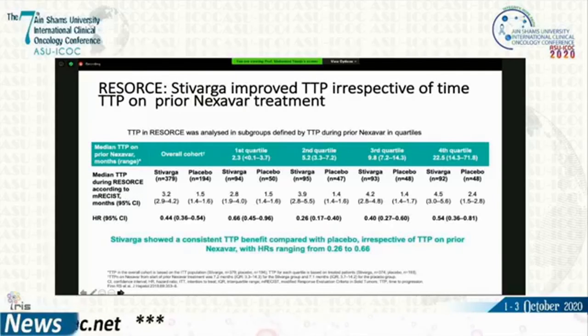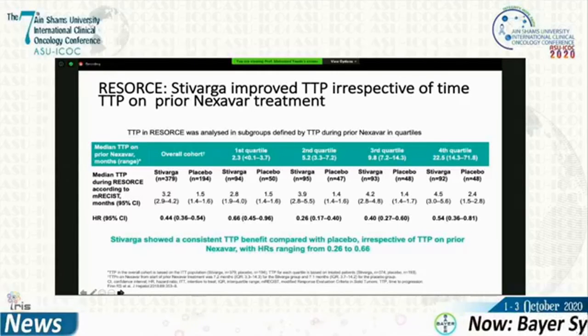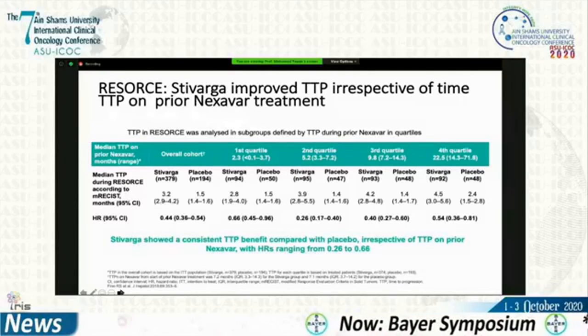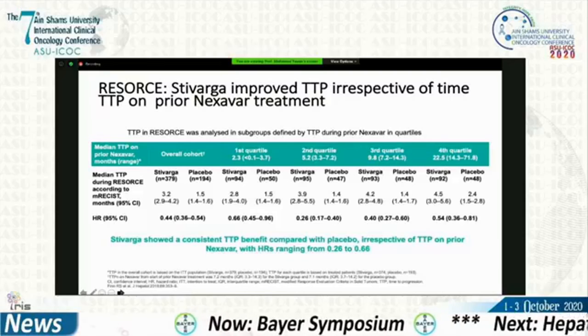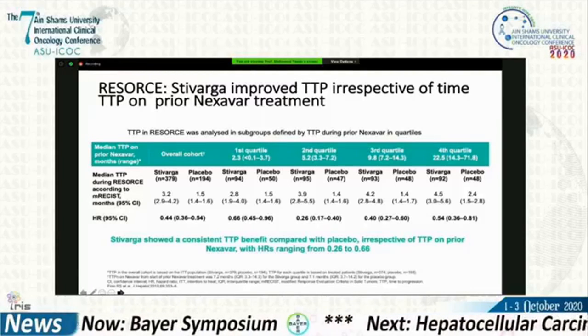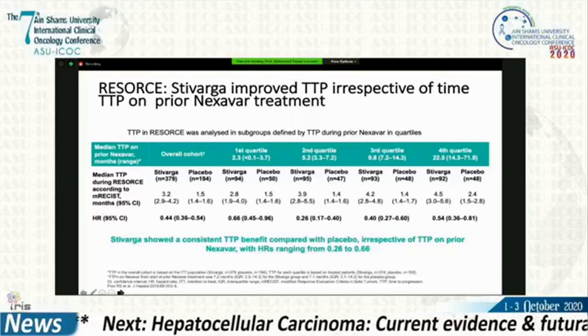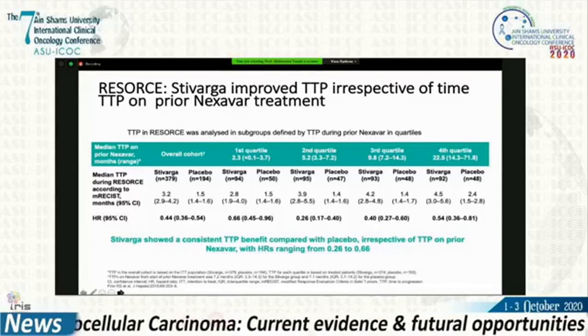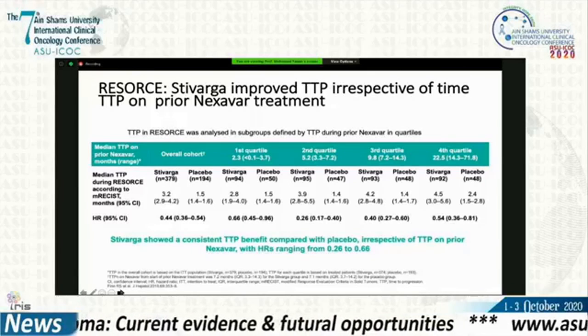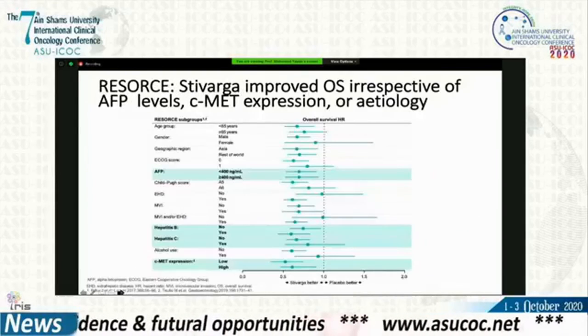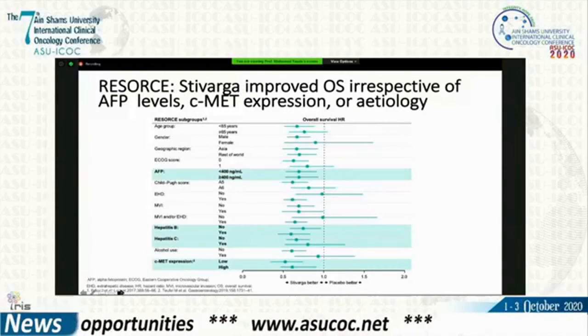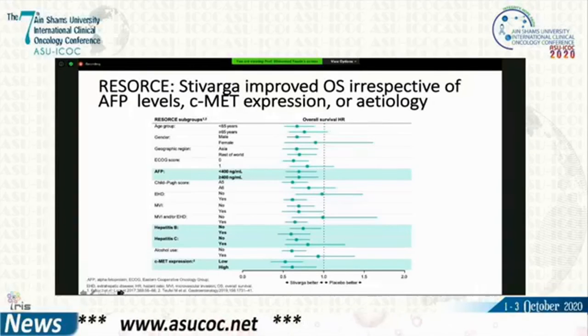Stivarga improved time to tumor progression, irrespective of time to tumor progression on prior Nexavar treatment. And this analysis was done by Professor Richard Finn and showed that Stivarga showed a consistent time to tumor progression benefit compared with placebo, irrespective of time to tumor progression on prior Nexavar, with hazard ratio ranging from 0.26 to 0.66. The adverse events, the patient characteristics, and all are in favor of Stivarga versus placebo.